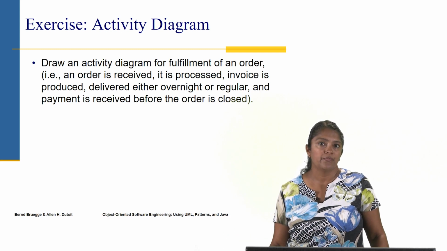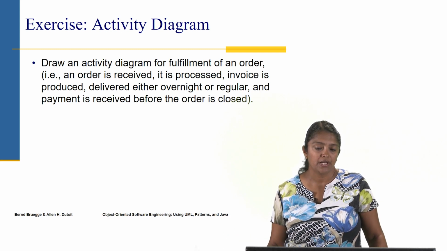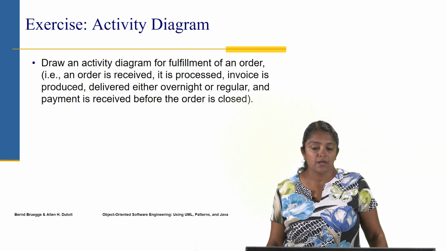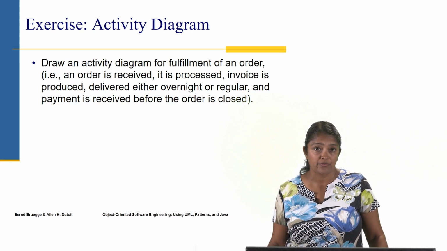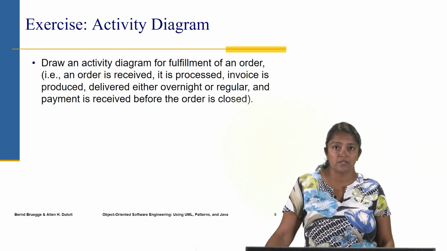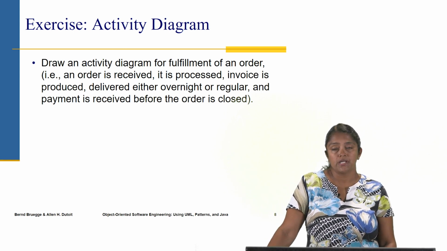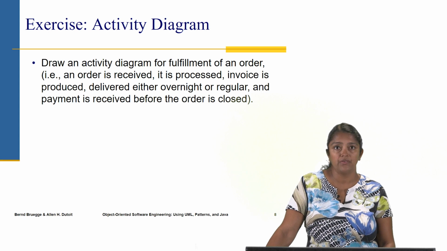That was all of the basic activity diagram related notation. Let's look at this exercise wherein we have to draw an activity diagram for fulfillment of an order. Now this order is first received. So the process basically is that the order is first received and then it is processed.